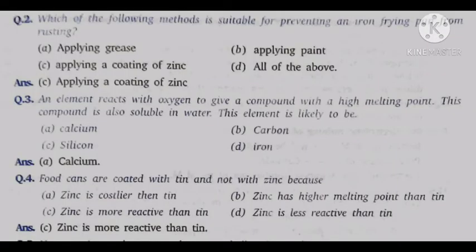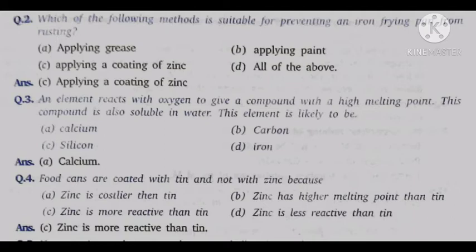Question number 2. Which of the following methods is suitable for preventing an iron frying pan from rusting? A. Applying grease. B. Applying paint. C. Applying a coating of zinc. D. All of the above. Answer. C. Applying a coating of zinc.